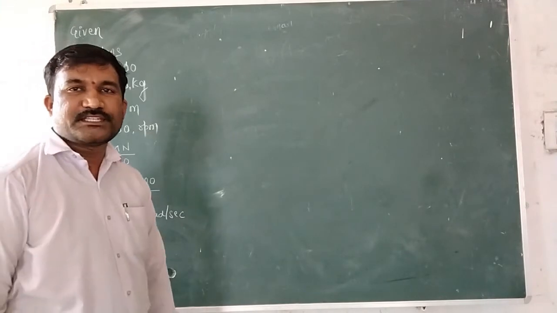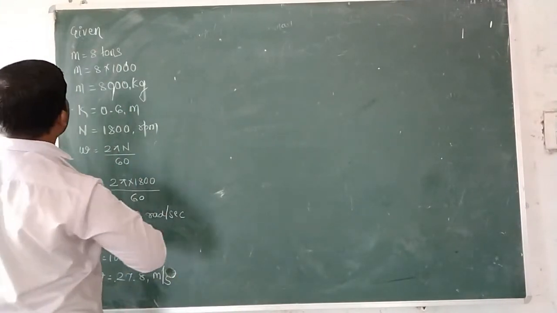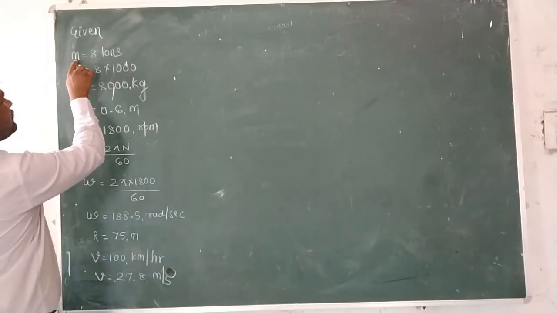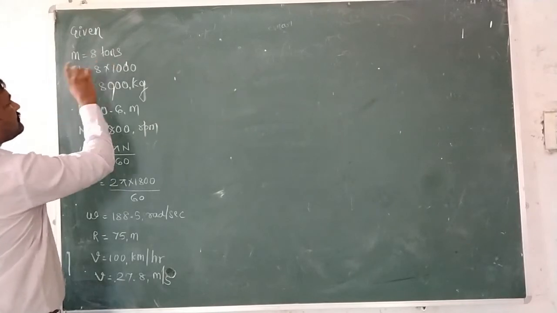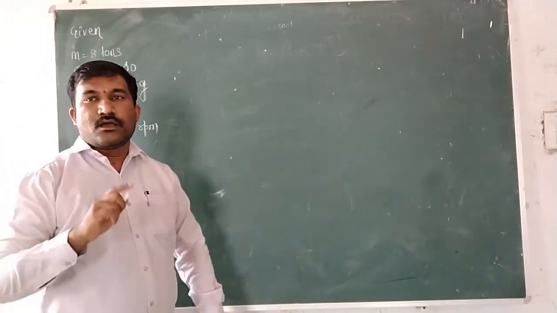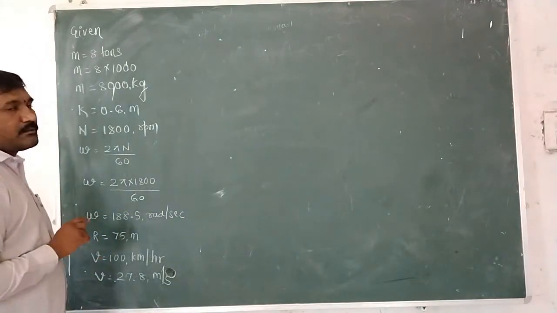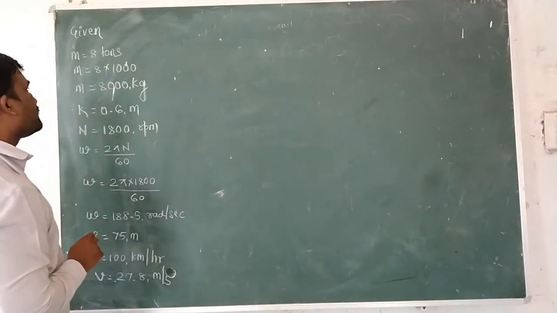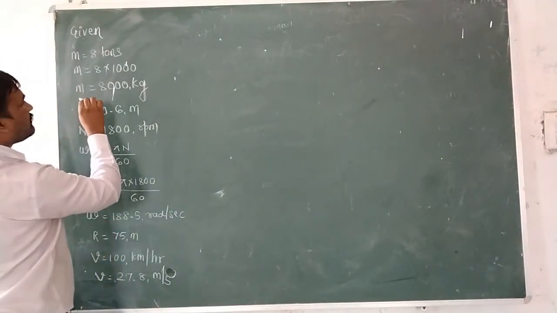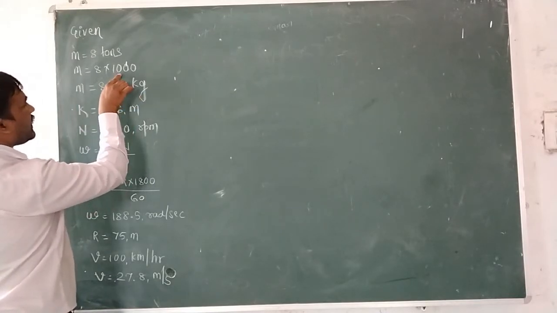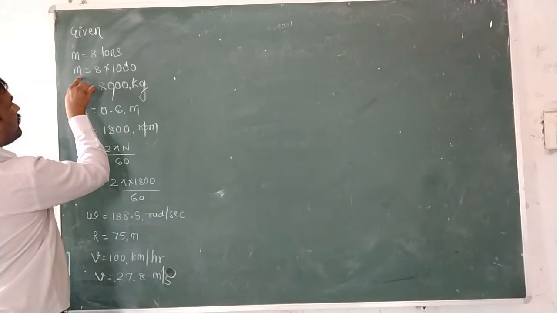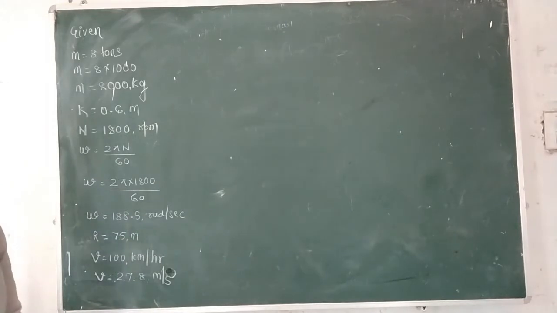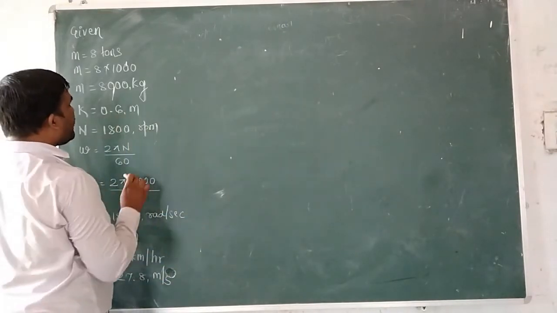So let's go for a solution, dear students. We have seen numerical number 1 and we will write down the given conditions. Mass is given as 8 tons. We will convert this mass in terms of kg. We know that 1 kg is equal to 1000 gram, and 1 ton equals 1000 kg. So mass is converted in terms of kg by multiplying by 1000. So you will get mass equals 8000 kg. Radius of gyration k is also given, that is 0.6 meter.